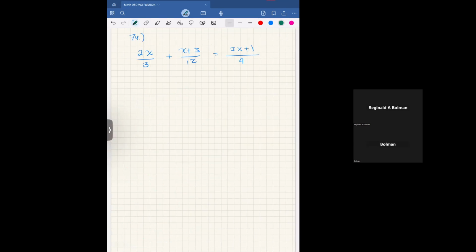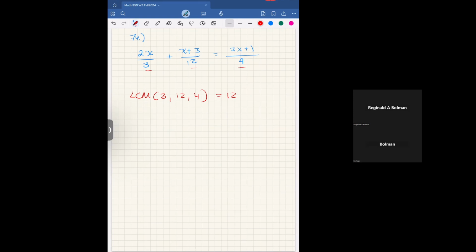Now, in a more complicated example, such as problem 74 from your textbook, you've got 2x plus x plus 3 all over 12 is equal to 3x plus 1 all over 4. This problem can also be solved using the Hindu-Arabic method. The only thing you have to account for is that, instead of just multiplying through by a single number, you're going to multiply through by the LCM, the least common multiple, of your denominators. It turns out that the least common multiple of 3, 4, and 12 is going to equal 12.